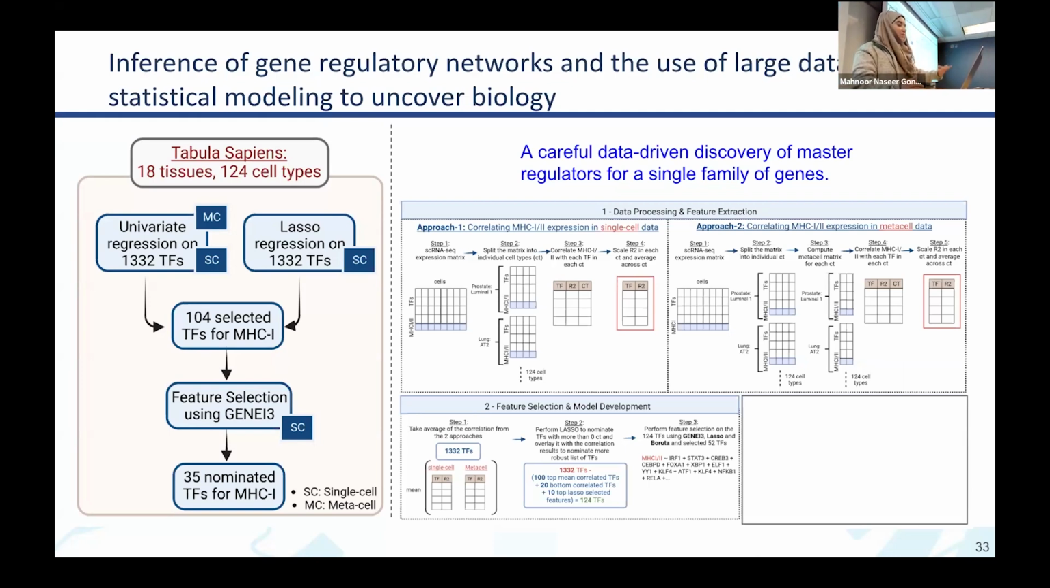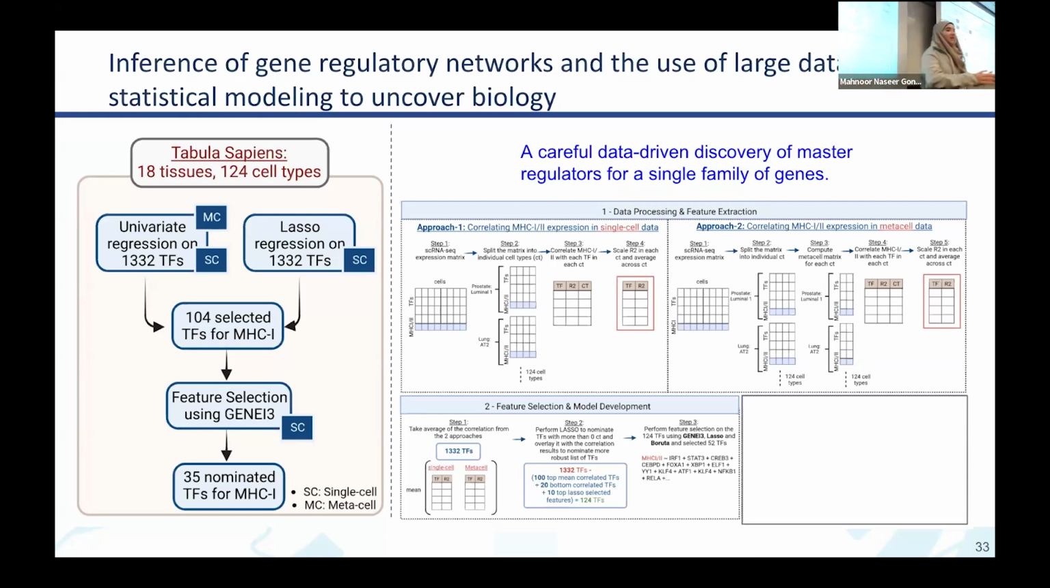The second thing that we did is that we used some RMSE scores, root mean square error, to figure out what should be the best threshold. But in any case, out of these 1,332 transcription factors, using our average scores, the top transcription factors based on this average, the top transcription factors based on lasso, and the bottom ones, because we also wanted some negative regulators based on lasso, we were left with around 124 transcription factors. But we're still not done yet.